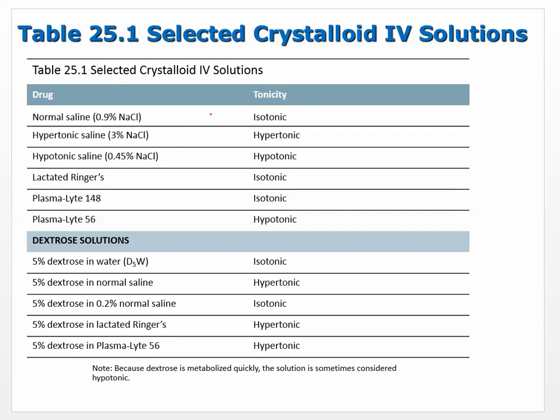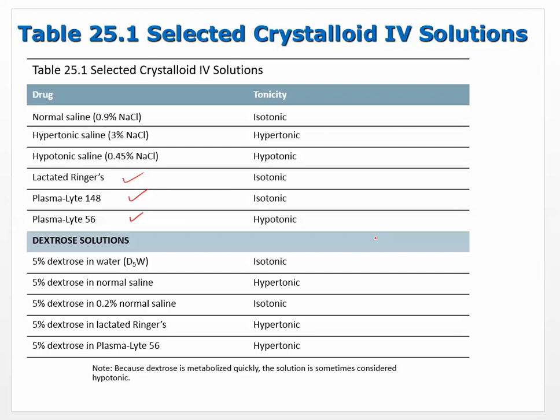So this is from your book, table 25.1, and it shows some of the different solutions and tonicities. Now, normal saline, 0.9% saline, sodium chloride. And there's hypertonic, which is 3%. There are different values. This is just a list of some of these. Hypotonic is going to have less salt, less sodium chloride. And then there are things like lactated Ringer's, which has potassium. It also has lactate in it. So just different formulations, I guess. Same with Plasma-Lyte. They have different molecules in them.